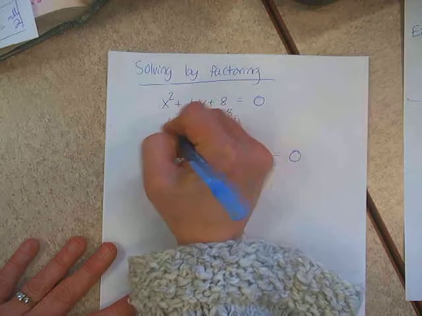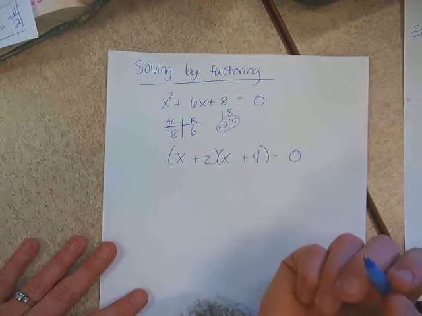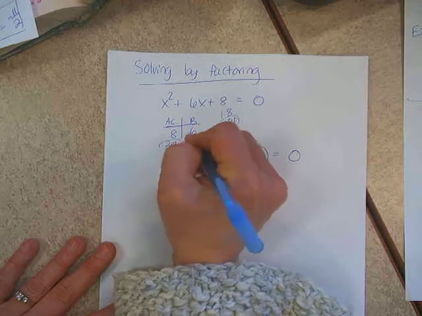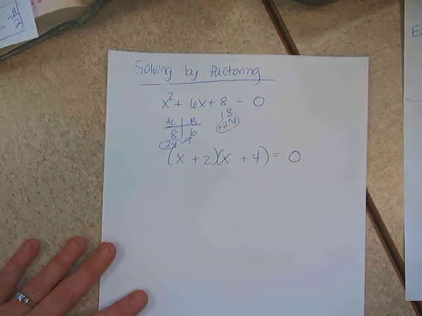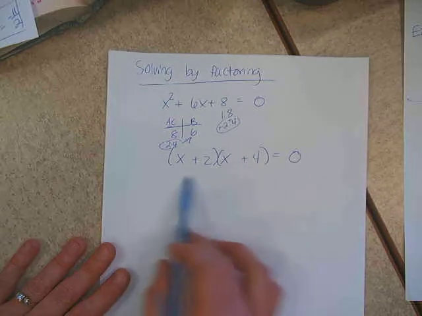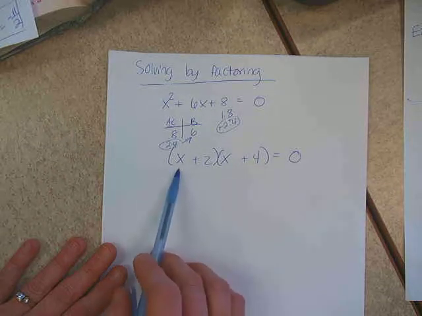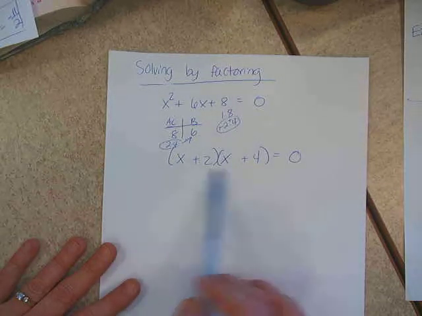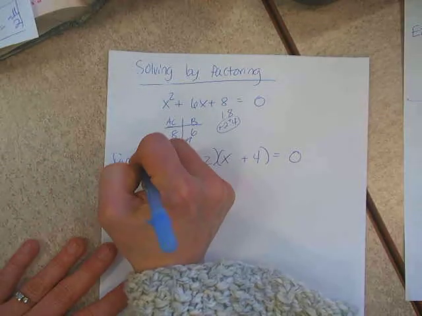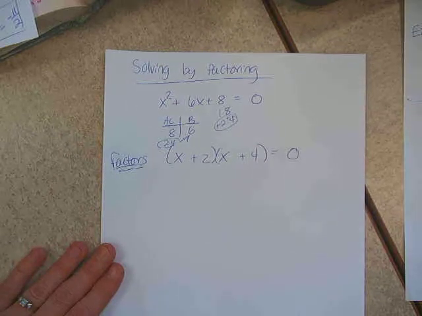If I did the A, C, and B, AC is 8, B is 6. I would still pick out the 2 and the 4 because they add up to 6. And if you went through the box method or the grouping, this is what you're going to get anyways. But here's the new part. What do I do with these to get the solutions? Because these are factors, but they're not yet solutions.